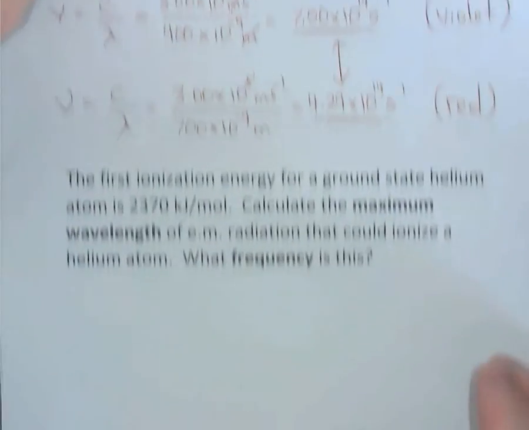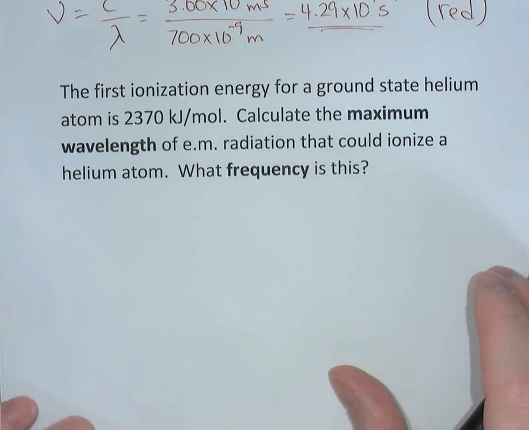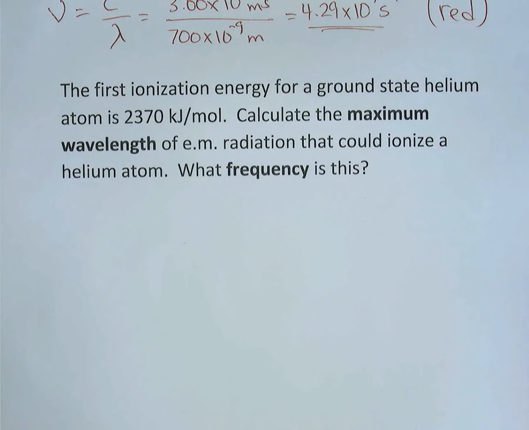The next question says, a little bit more complicated sounding, the first ionization energy for a ground state helium atom is 2370 kilojoules per mole. Calculate the maximum wavelength of electromagnetic radiation that could ionize the helium atom. What frequency is this? Ionization energy, remember the first ionization energy is the energy needed to remove the valence electron from the ground state gaseous atom. So for helium, 2370 kilojoules of energy would be needed to ionize 1 mole of helium atoms.